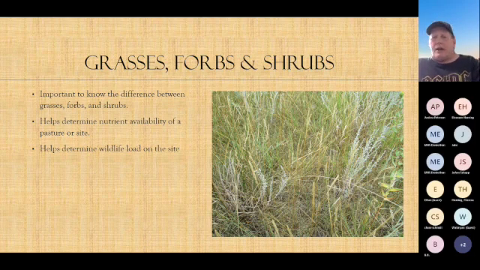As we all know, cattle basically go after grasses. Some shrubs, some forbs, but not as much. But if you throw sheep out there, they may go after the fringe sage. They'll go after the buckbrush. They'll eat a lot of the broadleaf plants that are out there. That's why it's important to know the difference between grasses, forbs, and shrubs. It also will help us determine the nutrient value of the pasture or site.